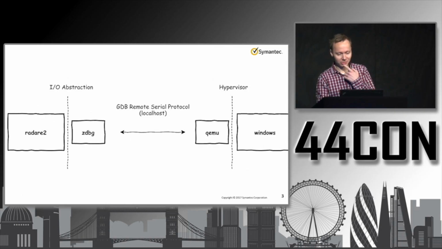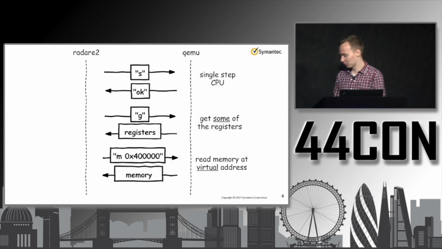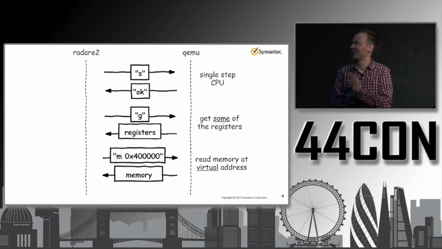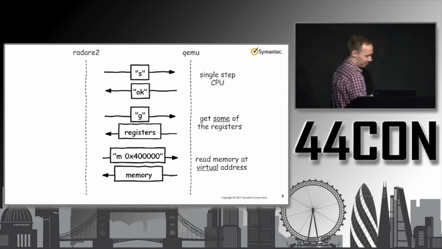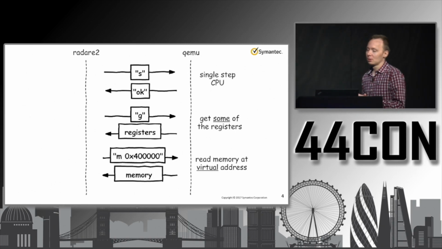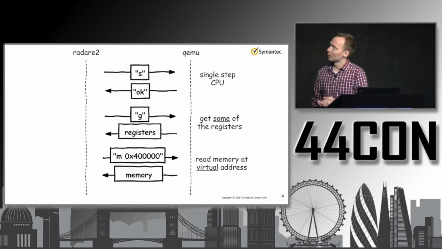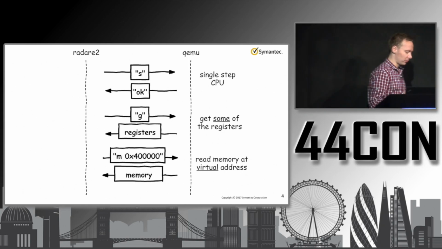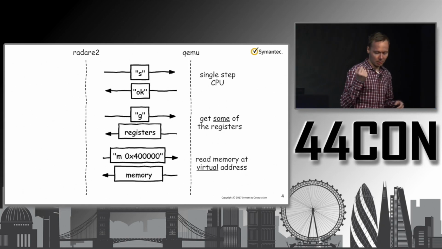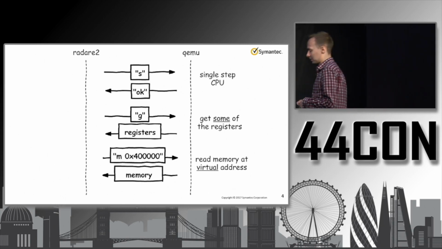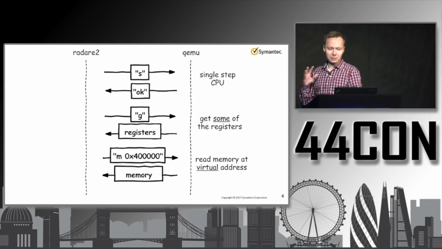the GDB Remote Serial Protocol, which was designed, I don't know, 1,000 years ago. Basically, it's a serial thingy. So radare2 will be the GDB client in this case. QEMU will act as the server. And QEMU already has this functionality built into it that it can expose something called a GDB stub, which just basically speaks this protocol. And it's quite straightforward.